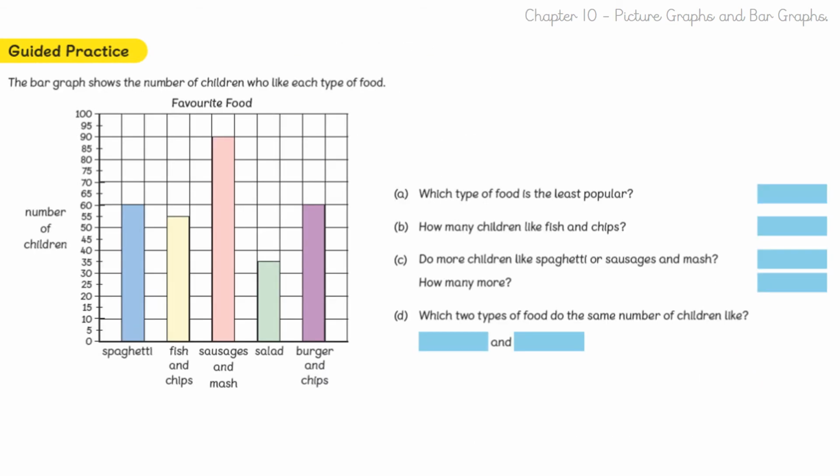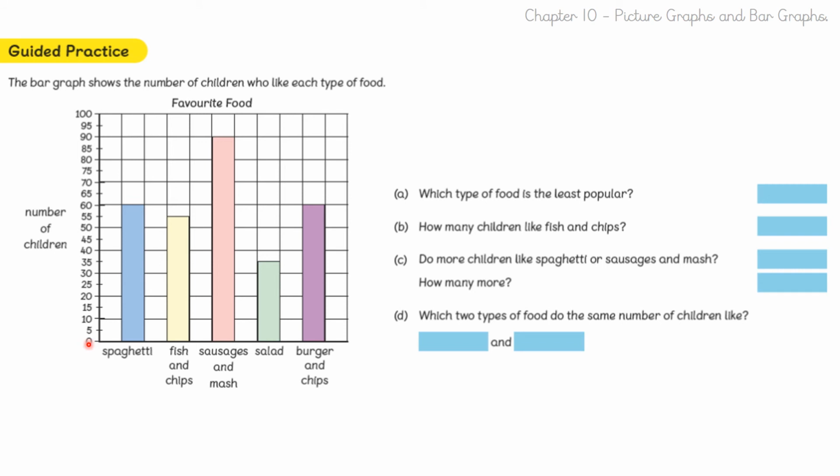Let's move on to guided practice. It says, the bar graph shows the number of children who like each type of food. We can say here at the top it says favorite food, and over here we've got spaghetti, fish and chips, sausages and mash, salad, and burger and chips. And we've got our scale on the left hand side, which tells us the number of children that like each of the different foods. Now, let's have a look at the scale.